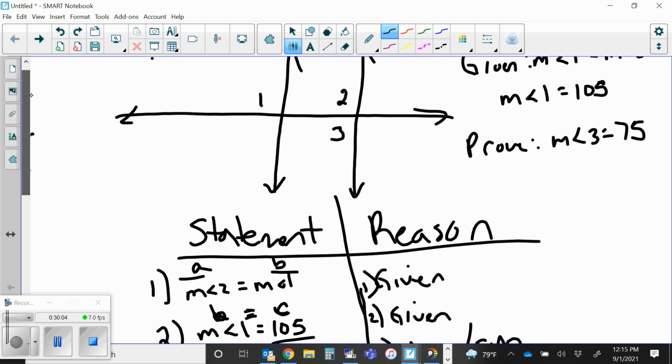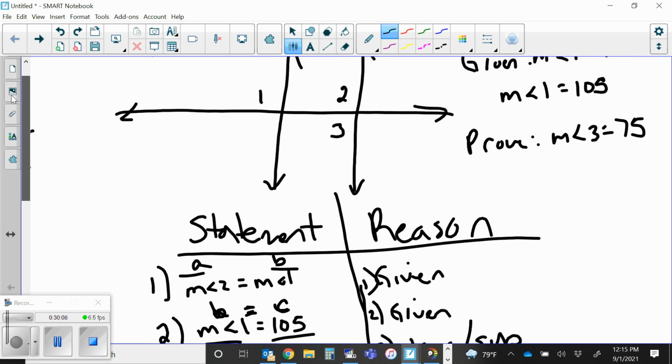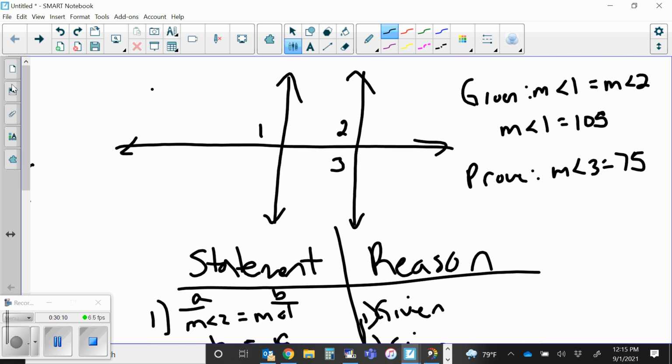All right, how are we doing so far? Good? What's the whole point? What are we trying to prove? We're trying to prove something about angle 3, right? Okay, now we know something about angle 2. We know angle 2 is 105. What can we say about angle 2 and angle 3?